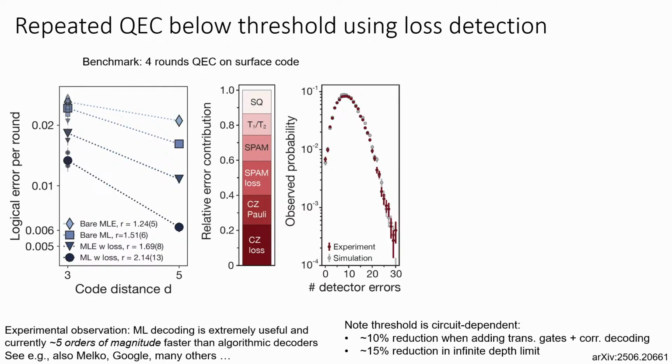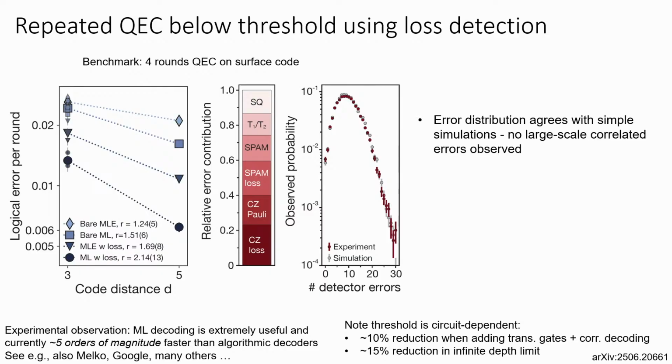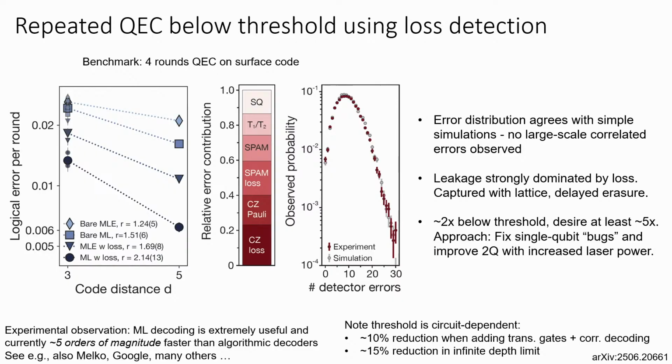Here we have an error budget. We also did detailed simulations comparing our experiment to simple error models. Broadly, we find that the error distribution agrees very well with simple simulations. We've yet to observe large-scale correlated errors, which I can describe for people who are interested. We also find that leakage is strongly dominated by loss in our system, actually more than we're expecting, due to something that seems like a native erasure conversion that the atoms experience.